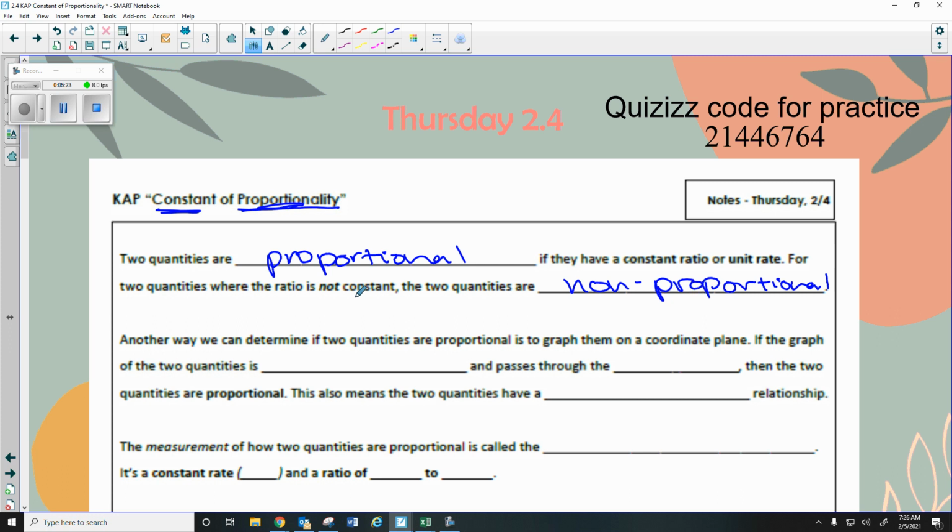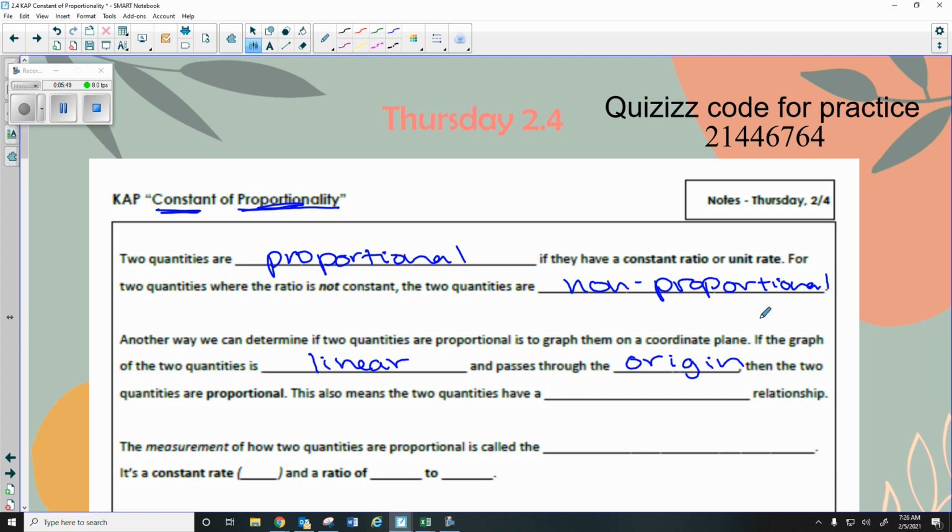Another way we can determine if two quantities are proportional is to graph them on the coordinate plane. And this is actually really cool because you can just look for two things, that's it, and you can tell if it's proportional or not. So if the graph of the two quantities is linear, okay, that means it makes a straight line and passes through the, what do you think? The origin. Then the two quantities are proportional. It literally has to be a straight line through the origin, bam, done.